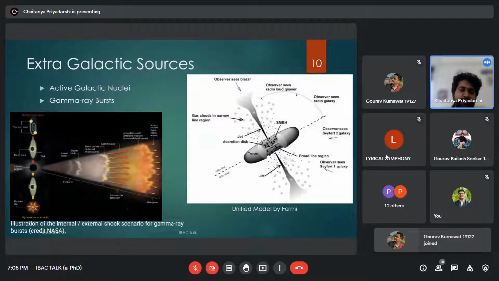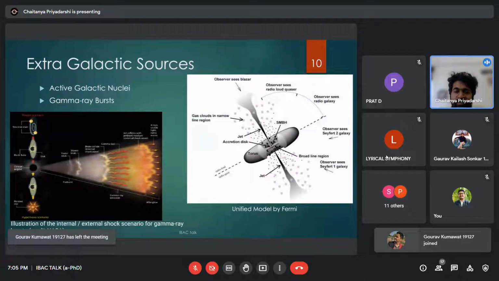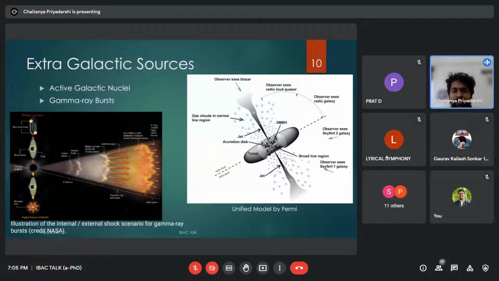The next aspect is the extragalactic sources. On the right side, you have the unified model of active galactic nuclei. That is a galactic center which has an active black hole. Generally, it's a supermassive black hole, and one can see various aspects of the black hole, and depending on what we observe or not observe, or how we observe, we will classify those objects relatively like that.